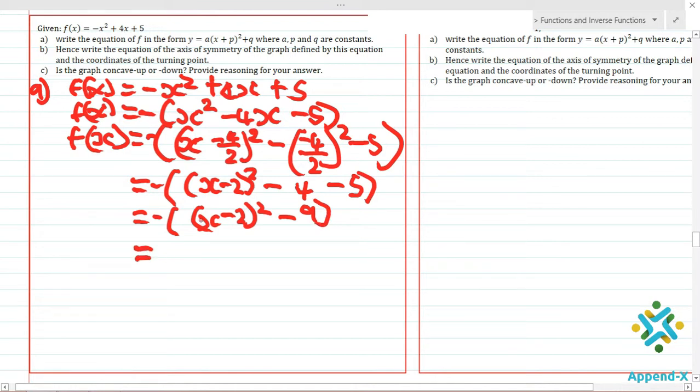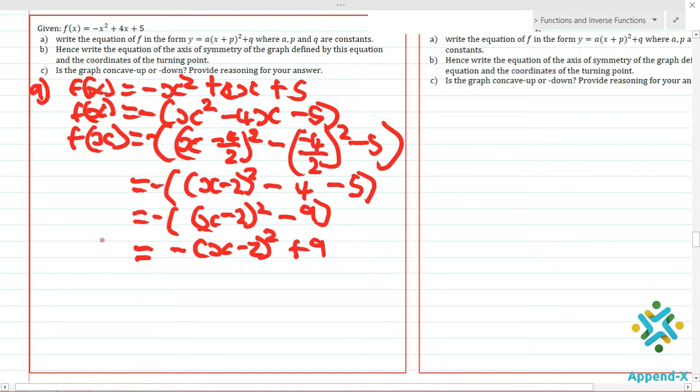Now we will multiply through by this negative 1. This will be negative of x minus 2 squared plus 9. This is the equation of f in the turning point form.